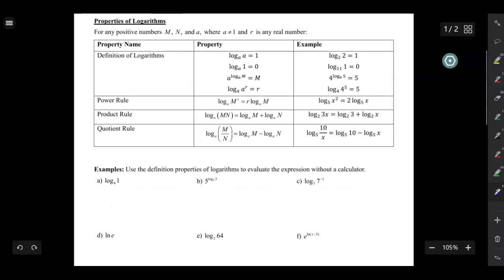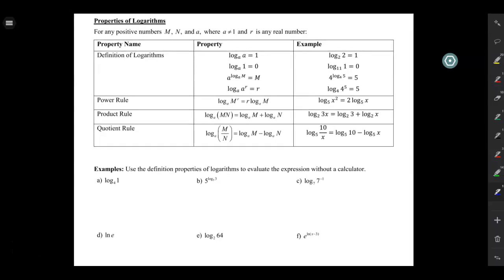So as we go through this table, a couple of things to know is that we're letting M, capital N, and A just be any positive numbers. We are going to say that A can't be 1. And we're letting R be any real number. So that means that R could be negative if we wanted it to.